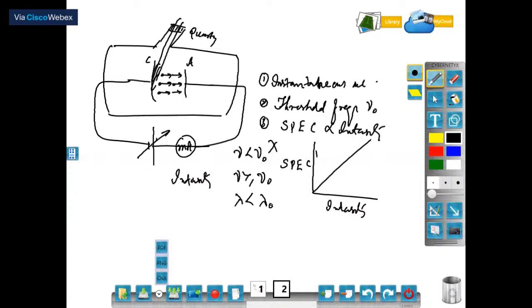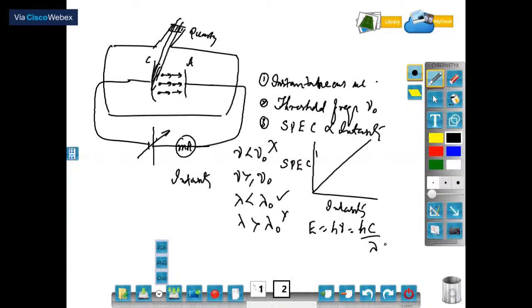if the wavelength is less than or equal to the threshold wavelength, then only the photoelectric effect takes place. If the wavelength is greater than the threshold wavelength, then the photoelectric effect does not take place, because the energy and the wavelength are reciprocal. E is equal to hν, that is also equal to hc by lambda.